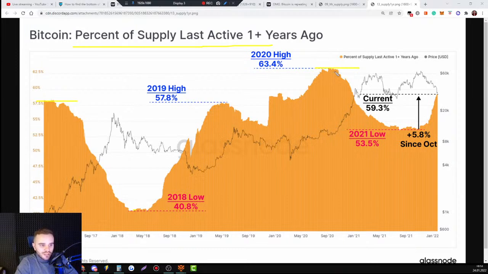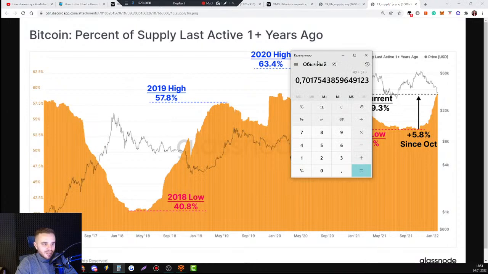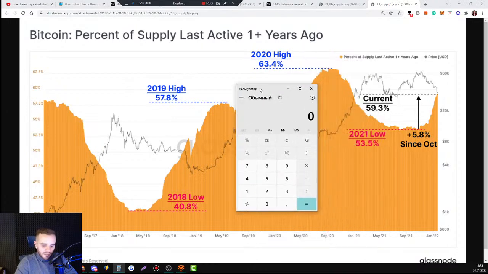And also a significant drop from 63.4% to 53. What about the percent? Let's divide it. 53.5 divided by 63.4. It was 16% of Bitcoin supply that was sold after the significant uprise.